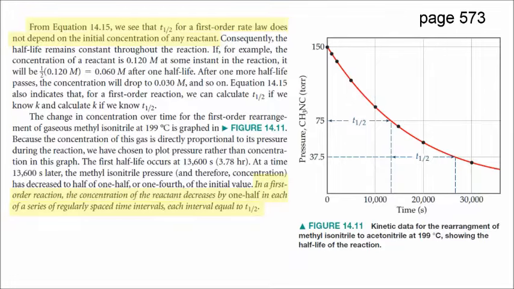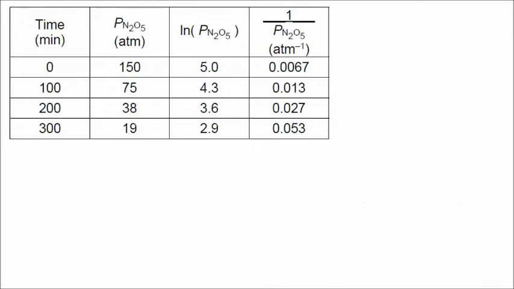It says we see that the half-life for a first order rate law does not depend on the initial concentration of any reactant. In a first order reaction, the concentration of the reactant decreases by 1/2 in each of a series of regularly spaced time intervals. So that's one way of proving it's first order.